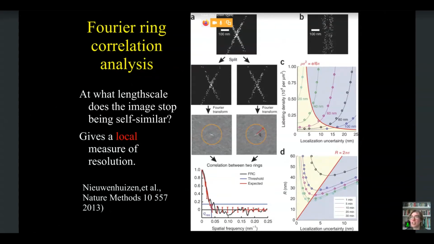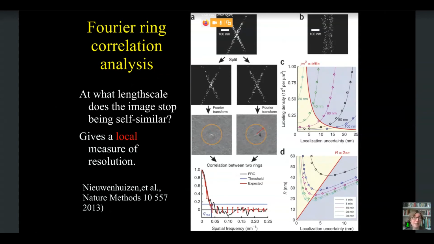Now, what Fourier ring correlation does, which makes it so special and useful, is that instead of trying to measure how something performs relative to, say, a test structure, which is the easiest way to measure resolution, but biology doesn't entirely consist of test structures, so it doesn't obviously work for a random experiment, what Fourier ring correlation does is ask how similar the image is to itself. So instead of asking how similar the image is to a test structure, you're asking how similar the image is to itself.